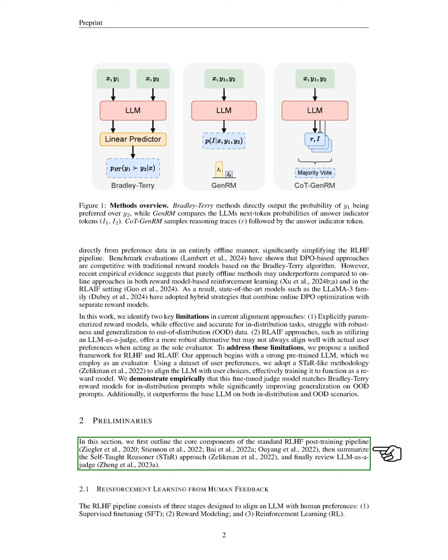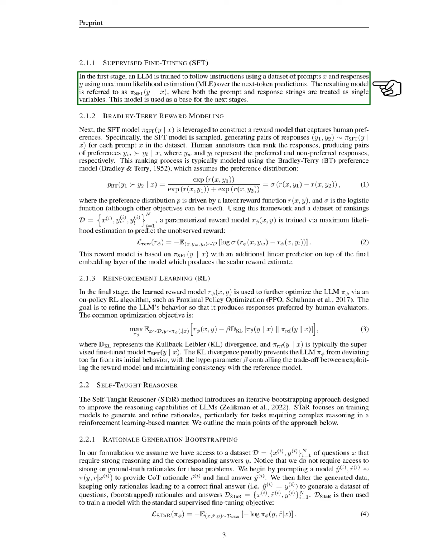First, we discuss supervised fine-tuning (SFT). In this initial stage, we train an LLM to follow instructions using a dataset of prompts and responses, applying maximum likelihood estimation to predict the next token. The resulting model is denoted as pi_SFT, treating both prompts and responses as single variables. This model serves as the foundation for subsequent stages.